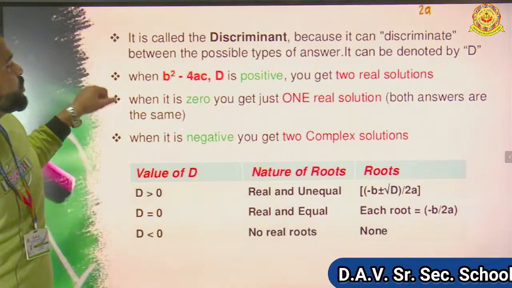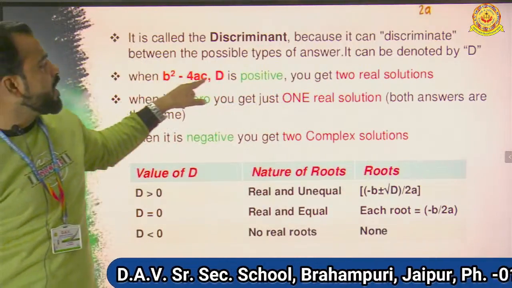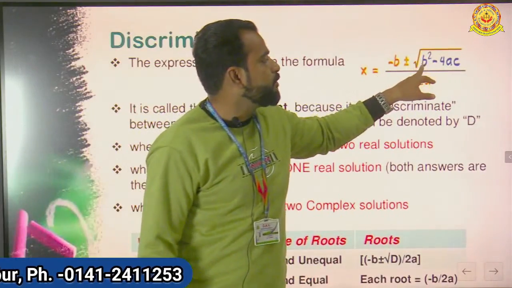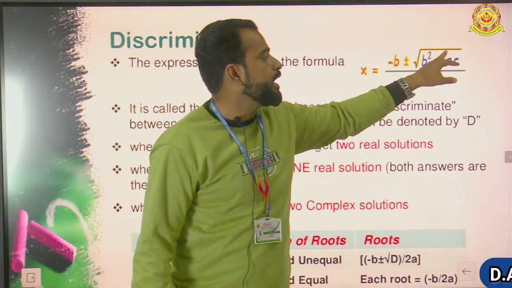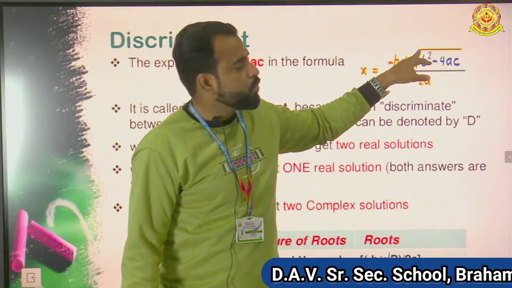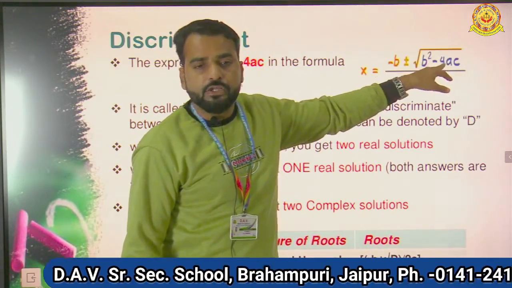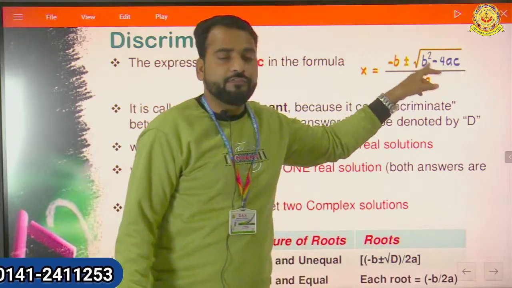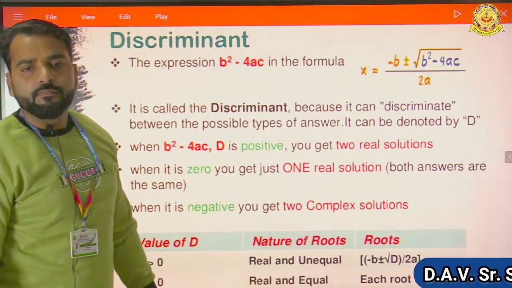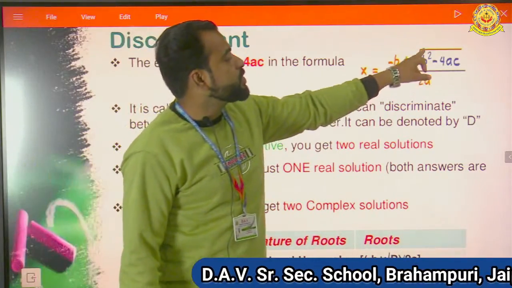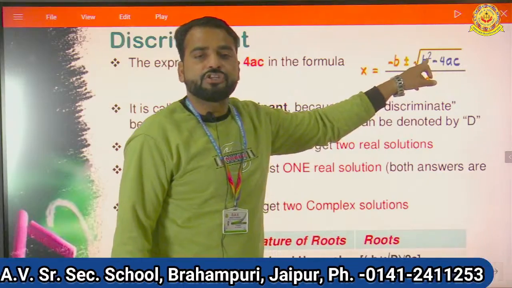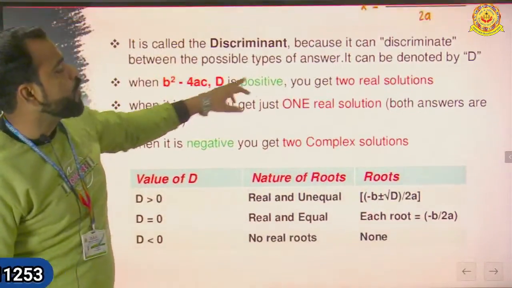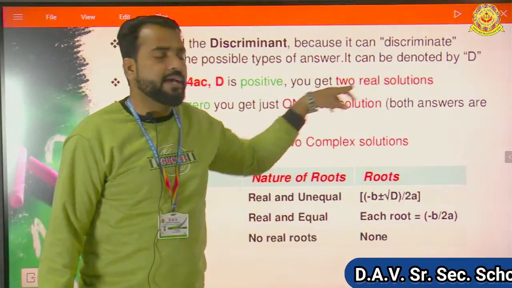We will get one solution and two solutions. When b square minus 4ac, d is positive, we will get the positive result when your b square value is more than 4ac. B square minus 4ac. So if minus 4ac is greater, then the square root of a negative will come, right? But when the b square is greater than 4ac, in that situation the result will come positive. So when d is positive, you will get two real solutions.